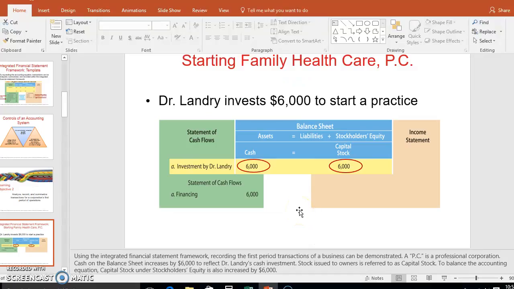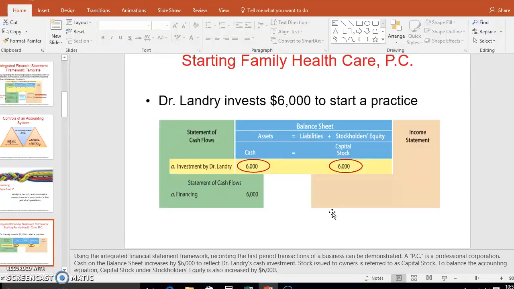So let's go through the first transaction here. Dr. Landry, I don't know, a doctor, is starting a practice and he invests $6,000 to start the practice. So essentially he's taking $6,000 out of his personal bank account and he's going to put it into the business account. One thing to keep in mind is we don't care what happens with his personal stuff. That's not what we're dealing with. We're only dealing with the business. So what happens to the business's bank account? It goes up by $6,000. Okay.